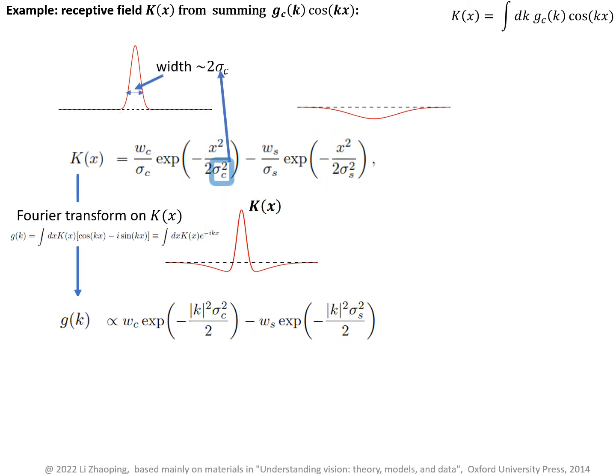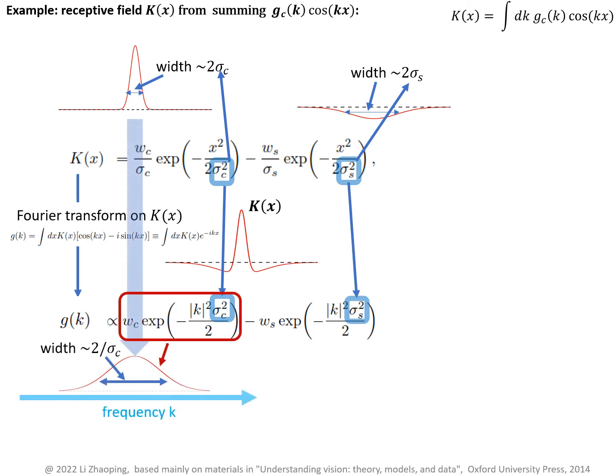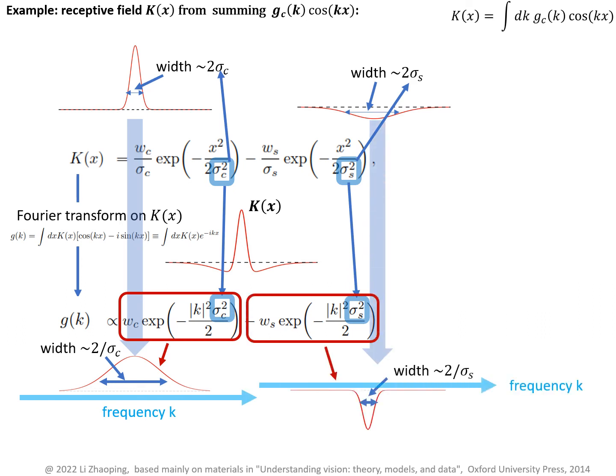The original center Gaussian has a width about 2 sigma c, and this width is smaller than the width of the surround Gaussian. The Fourier transform takes the spatial width from the denominator to the numerator, and similarly for the surround Gaussian. So a thinner Gaussian transforms into a fatter one, and vice versa. This is the well-known uncertainty principle. The smaller uncertainty in space gives a larger uncertainty in frequency, and vice versa.